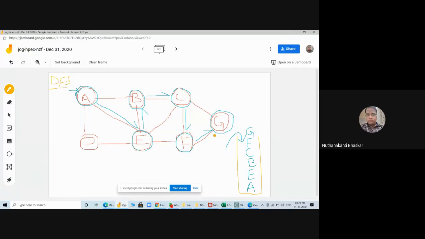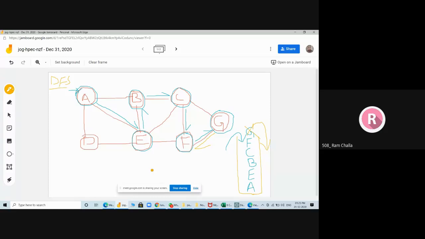Yes, sir. Means here the node is G, then we need to go back to F. Means you need to pop after backtracking. We need to pop the top of the stack. Correct? Yes, sir. Are you following?